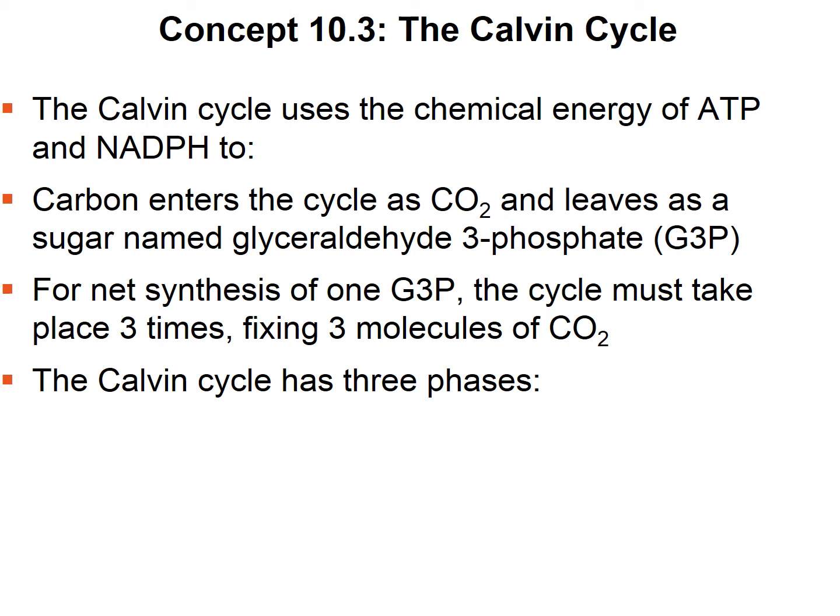In order to get one molecule of G3P made, the Calvin cycle has to take place 3 times. So basically, we're fixing 3 molecules of carbon dioxide. The Calvin cycle has 3 phases to it. There's carbon fixation, reduction, and regeneration of a 5-carbon sugar called RUBP.